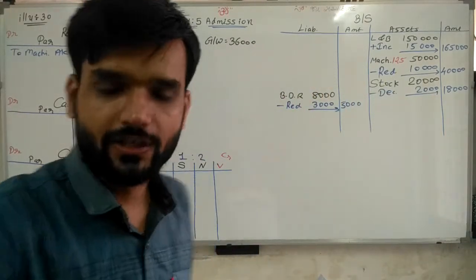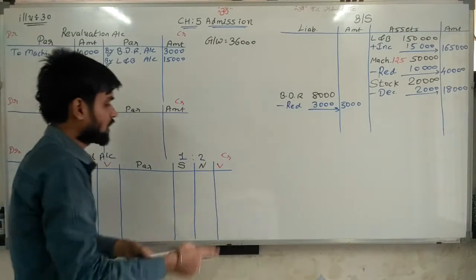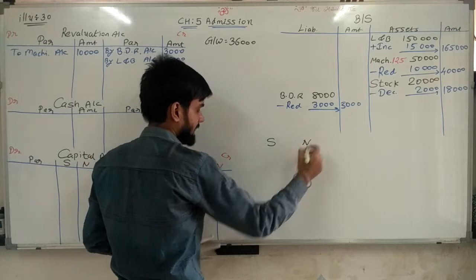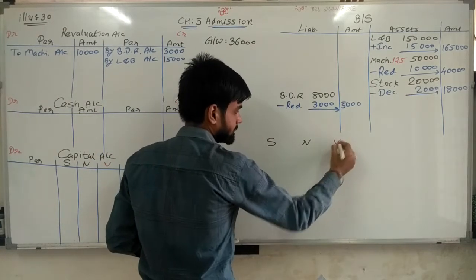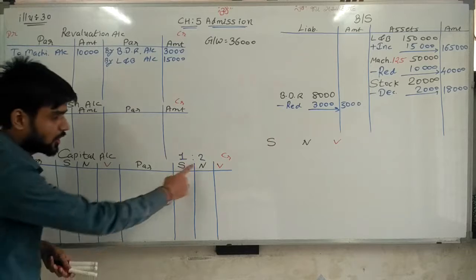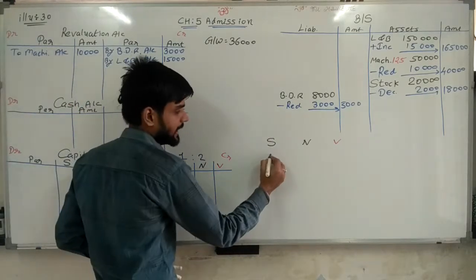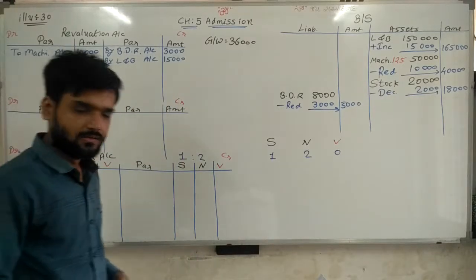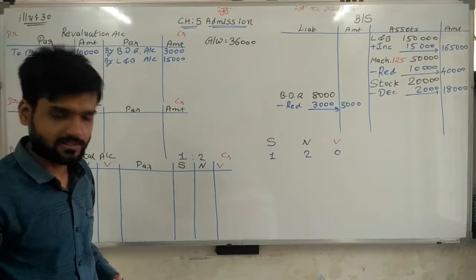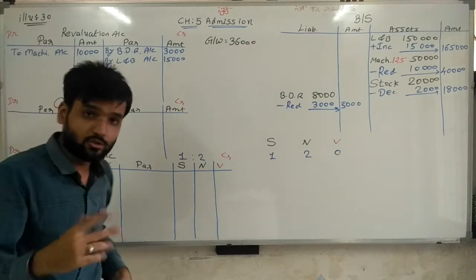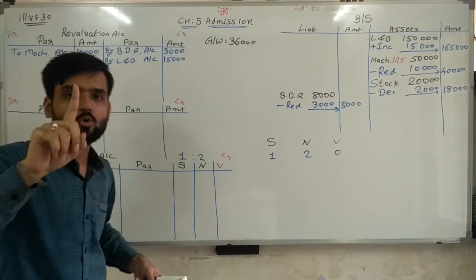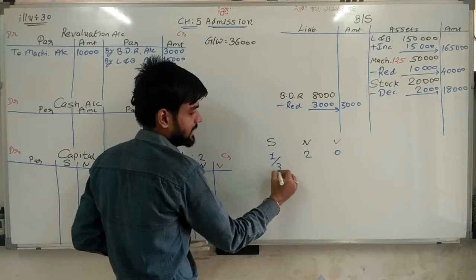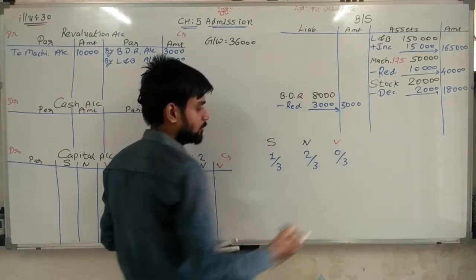So see and understand. First of all, I am writing the names of partners: S, N and V. Now the ratio of S and N is 1:2. So writing 1:2. But here 0. Simple. Vijay is a new partner, we are not writing his old ratio, but in the new ratio we do. So first of all 1 plus 2 plus 0, 3. 1/3, 2/3, 0/3.